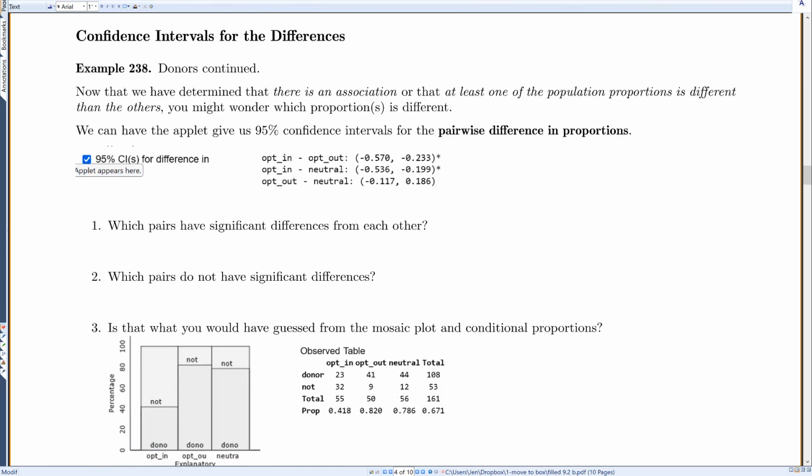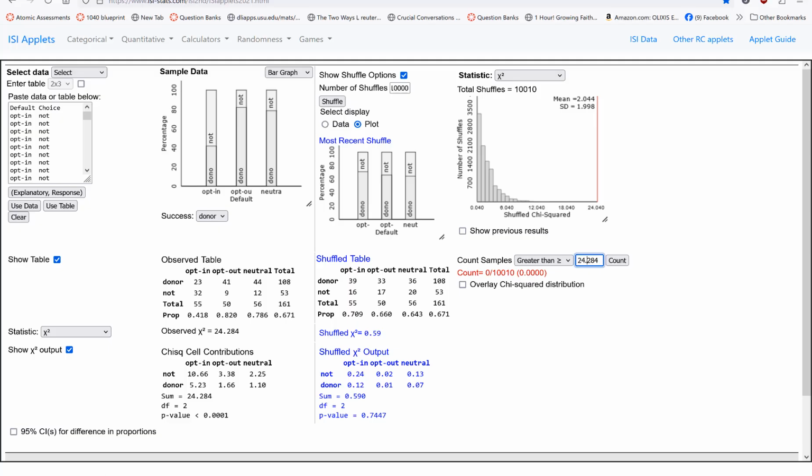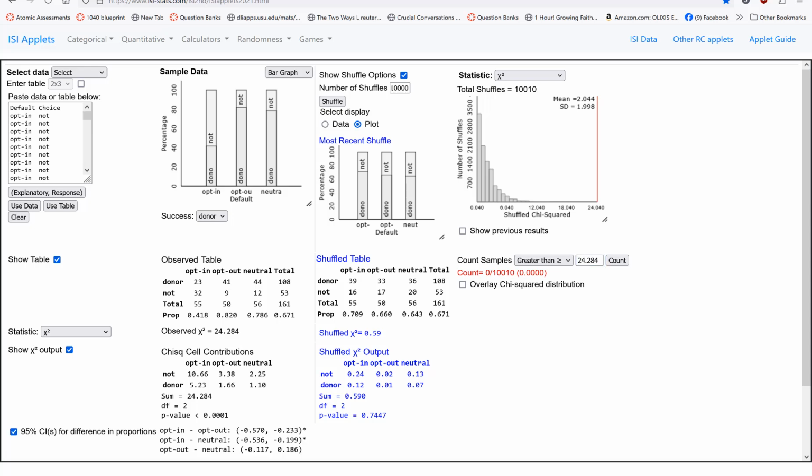Now, confidence intervals for the differences. We're going to continue our donors example. So now that we've determined that there is an association, or that at least one of the population proportions is different than the others, you might wonder which proportion is different. So we can have the applet give us 95% confidence intervals for the pairwise differences in proportions. If you come back to your applet in the bottom left corner, it's the box for 95% confidence intervals. Super easy, it just gives them to you.